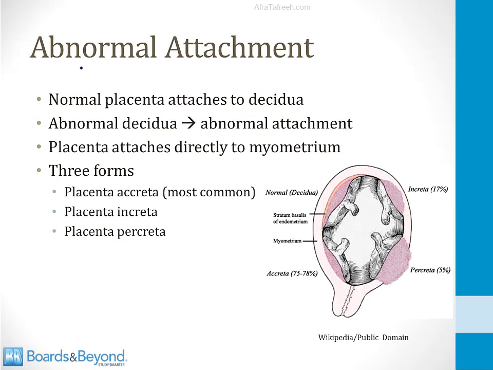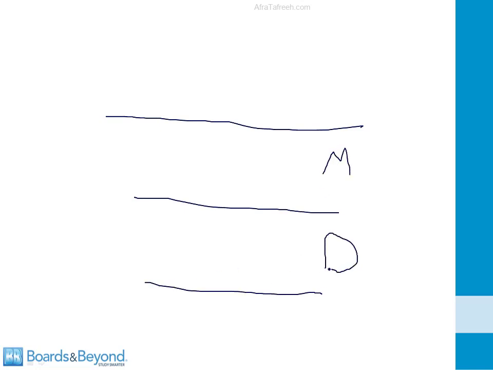Now let's talk about abnormal placental attachment. In order to understand this, let's draw a picture. So normally you have the myometrial layer followed by a decidual layer of the uterus, and the chorionic villi grow into the decidual layer. And this is necessary because after delivery, what will happen is the decidual layer will separate from the myometrial layer, and that's how the placenta is delivered normally.